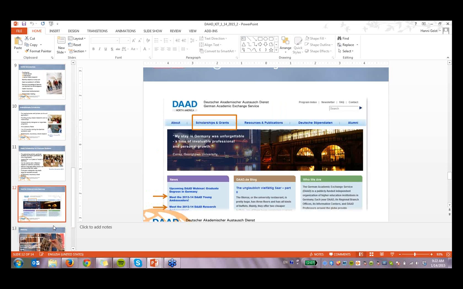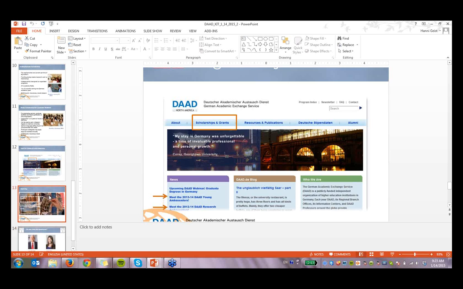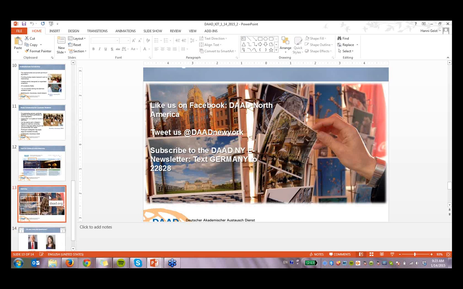And I would like to not spend any more time on this. If you have any more questions, if you're interested in more scholarships, we do offer a lot more scholarships for students who want to pursue language courses in Germany, who would want to do summer courses. So many more scholarships are available, and you find them on our dad.org website under the Scholarships and Grants tab. And we are also on Facebook and Twitter if you want to keep in touch.